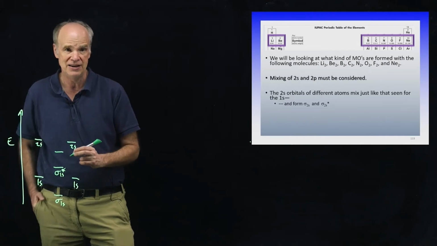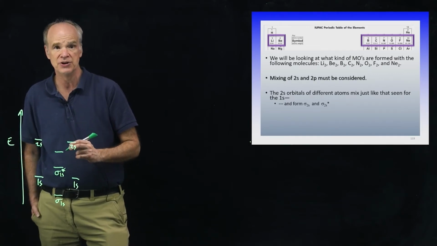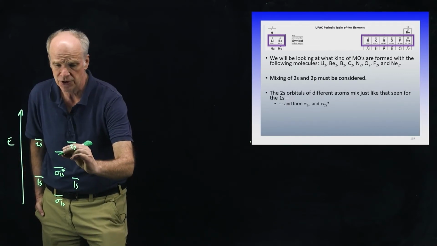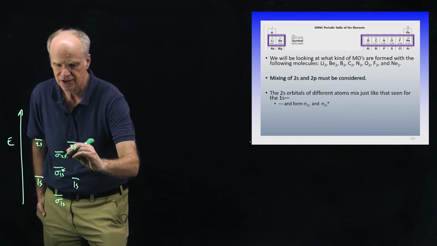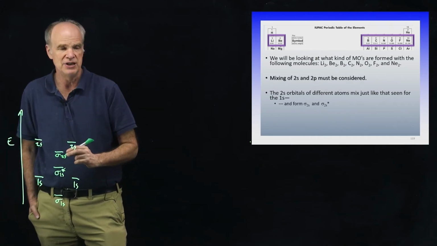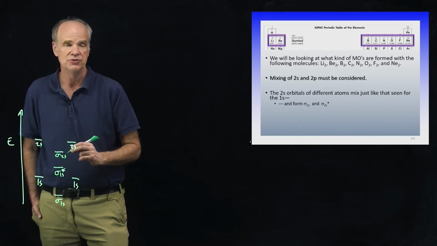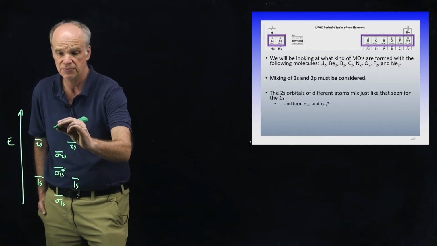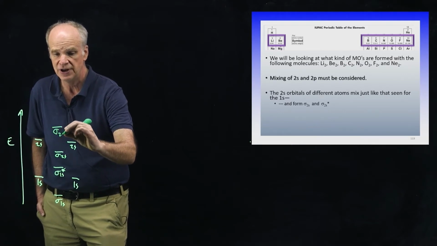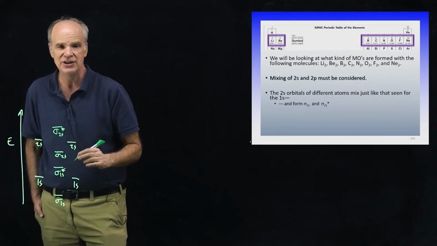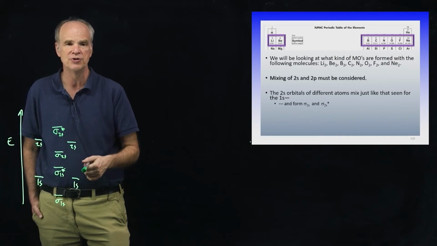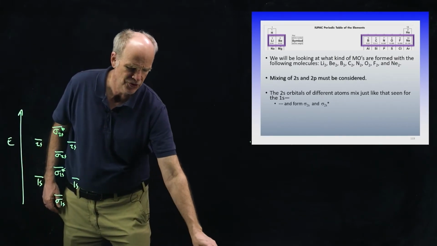It'll form by adding the 2s orbitals, or constructive interference from the orbitals. And so this will be called sigma 2s. Now, if we subtract the 2s orbitals, we'll get a higher energy antibonding orbital. So it's going to be called sigma 2s star. So these are similar to the 1s orbitals. And also importantly, they're very similar in appearance.